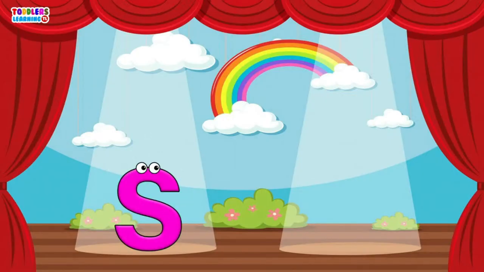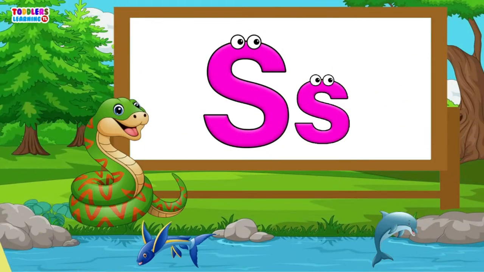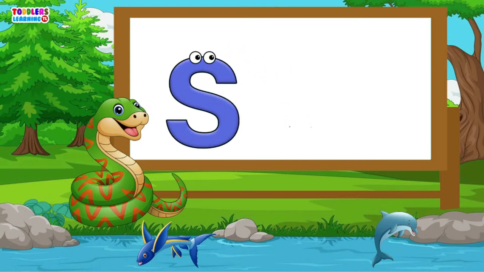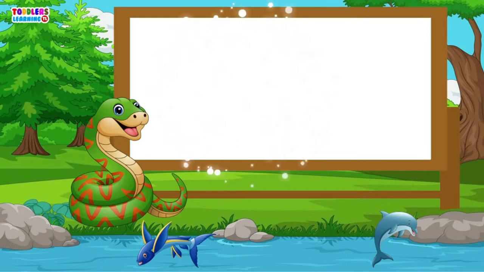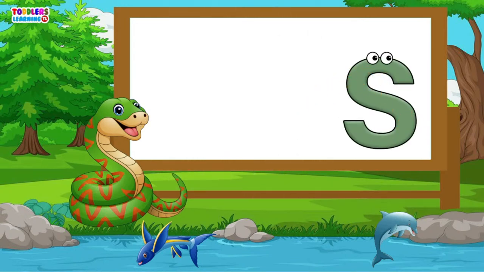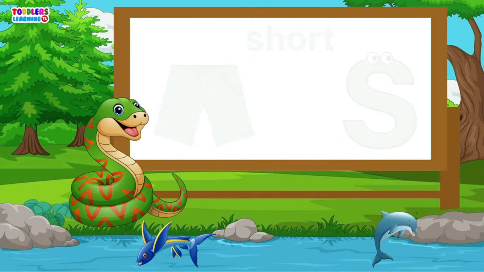This one is uppercase S. This one is lowercase S. Today we will learn different words that start with letter S. S. The sound of S is S. S for chips. S for shirt.